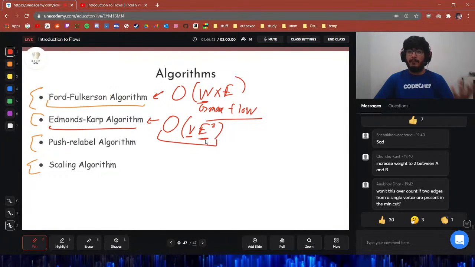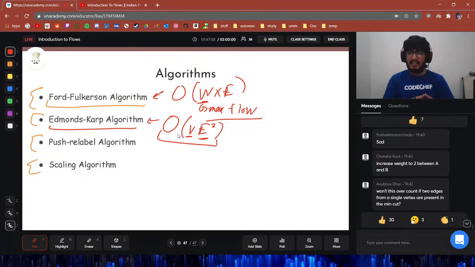Again, this is the worst case time complexity, and usually the time complexities are much lower than this, right? But there can be cases where the time complexity goes to big O V E square. So how does this time complexity get reduced by choosing an arbitrary path to a BFS?